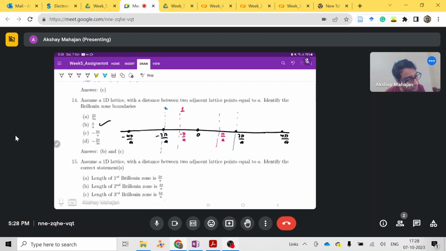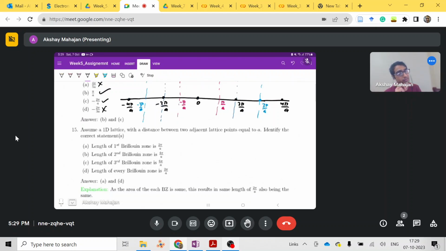Basically all the Brillouin zone boundaries will be multiples of each other. So it will be minus pi by A, minus 2 pi by A. Similarly, the next will be minus 3 pi by A, and so on. I'm not drawing it. It will be 3 pi by A. So they will be multiples of the first Brillouin zone boundaries, which are pi by A and minus pi by A. Using this, you can see that it will not be 4 pi by 5A, it will be pi by A. It will be minus 2 pi by A, it will not be minus 2 pi by 3A. So the options will be B and C.